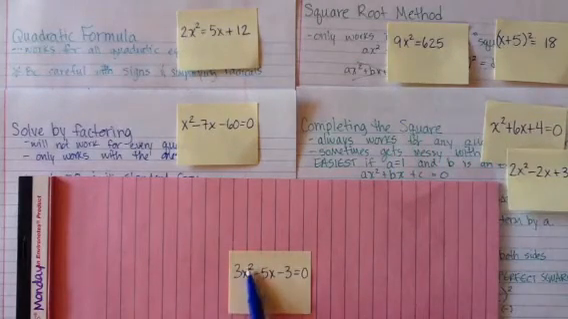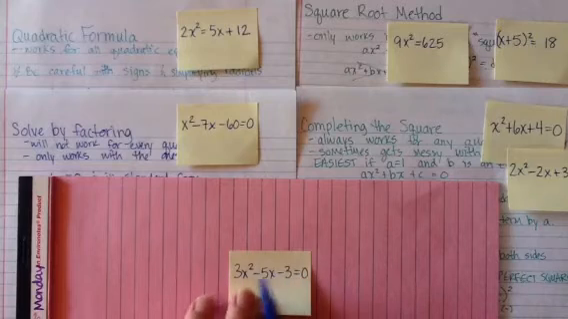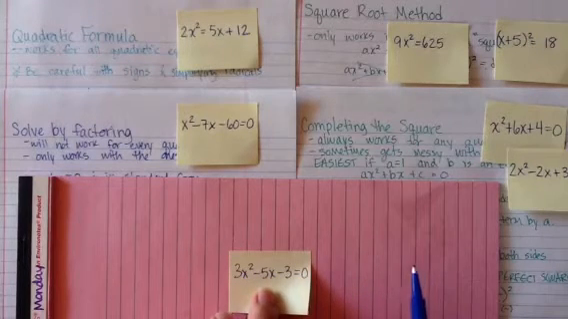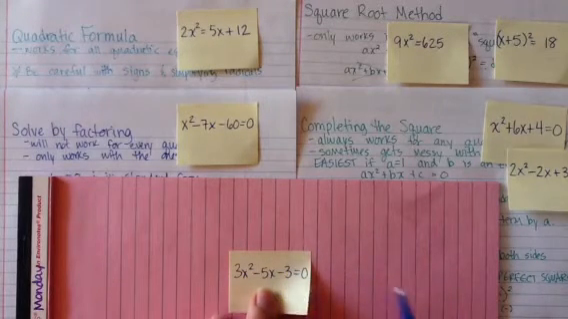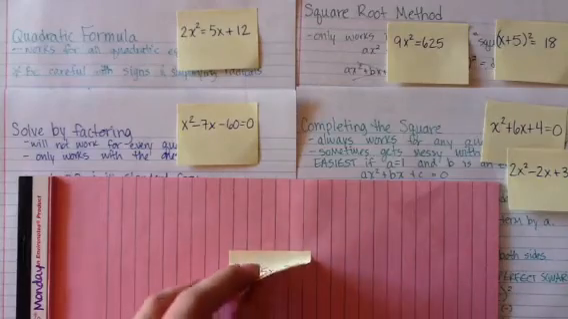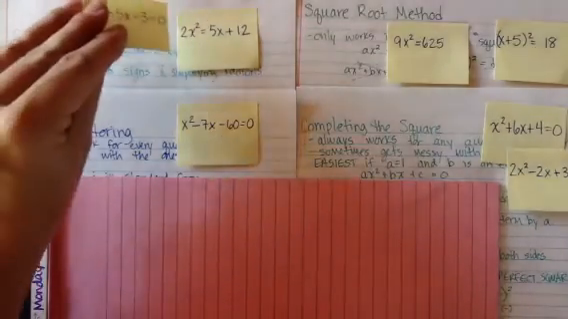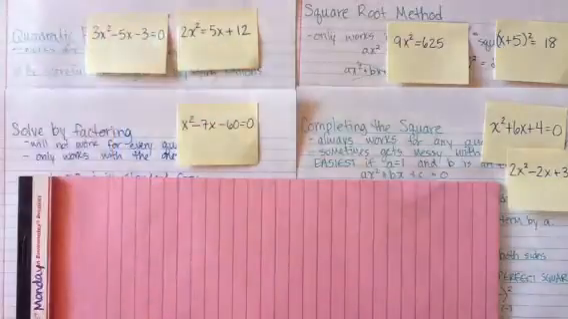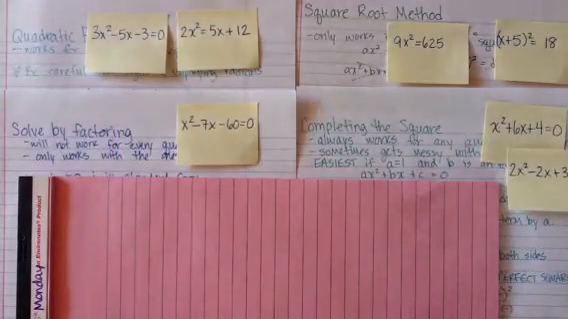And then 3x squared minus 5x minus 3. If I divide by 3, then I have really a lot of fractions, 5/3, and that won't be fun to deal with. So we'll put that one by quadratic formula. Then we'll come back in just a few minutes and we will go ahead and start solving by each of these methods.